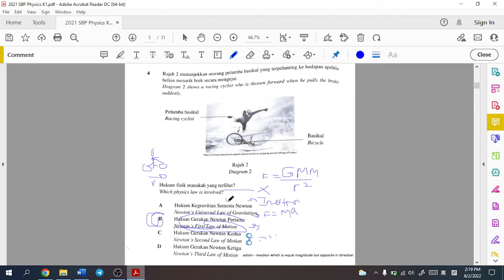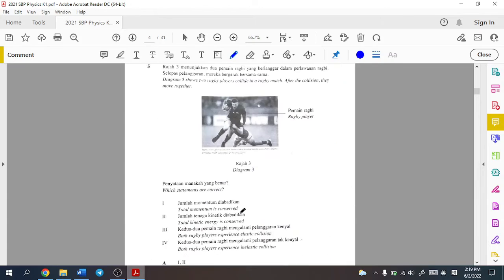A basically involves weight. If on Earth, it involves weight. If in space, it is about F equals Gmm over r squared. So the answer should be B. This one is wrong.